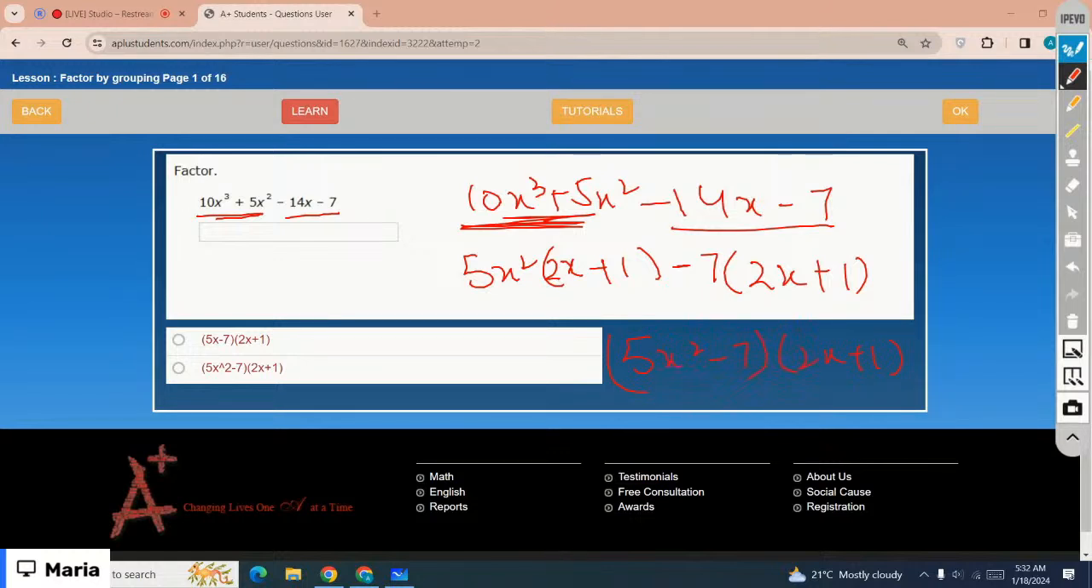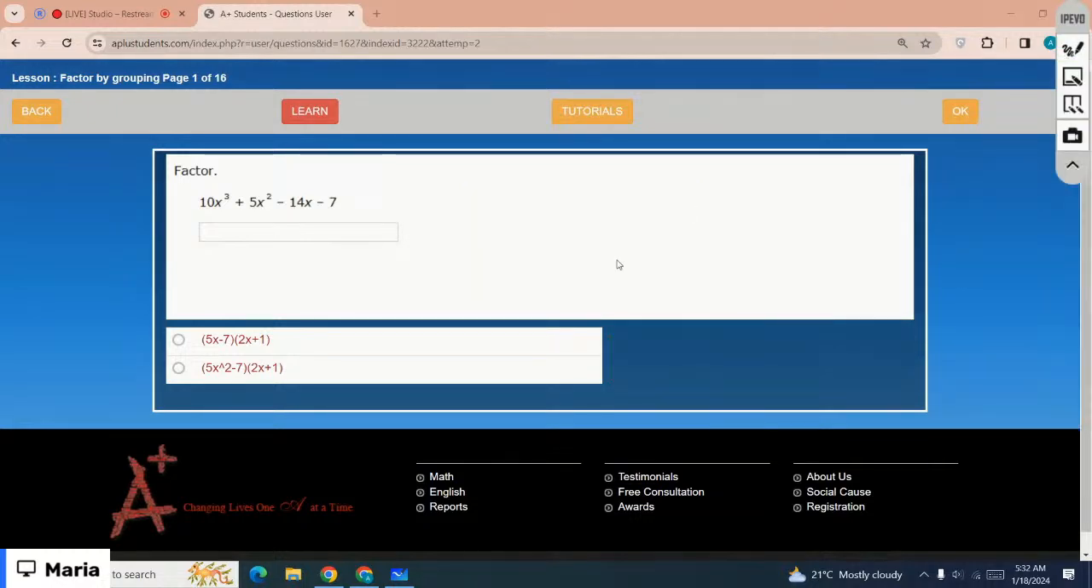So option number 2 is the correct option, right? The factors are 5x squared minus 7 and 2x plus 1.